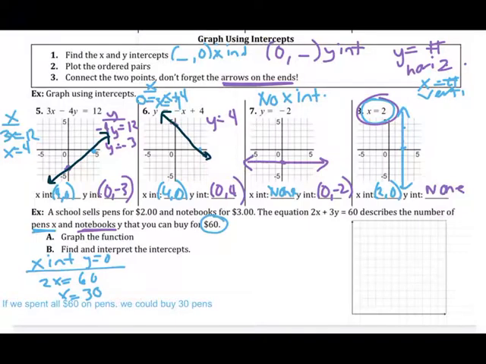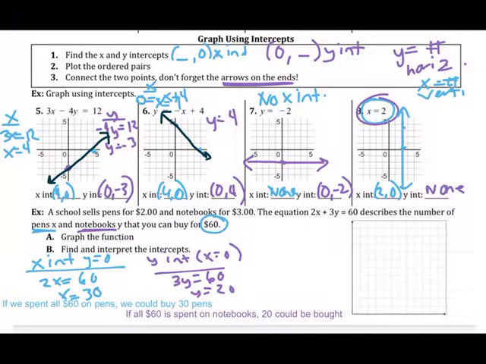Now let's look at the y-intercept. The y-intercept is what we get when x is equal to 0. That would be 2 times 0, or 0, so 3y equals 60, which means that y is equal to 20. So to interpret that, if we spent all $60 on notebooks, we would be able to buy 20 notebooks.